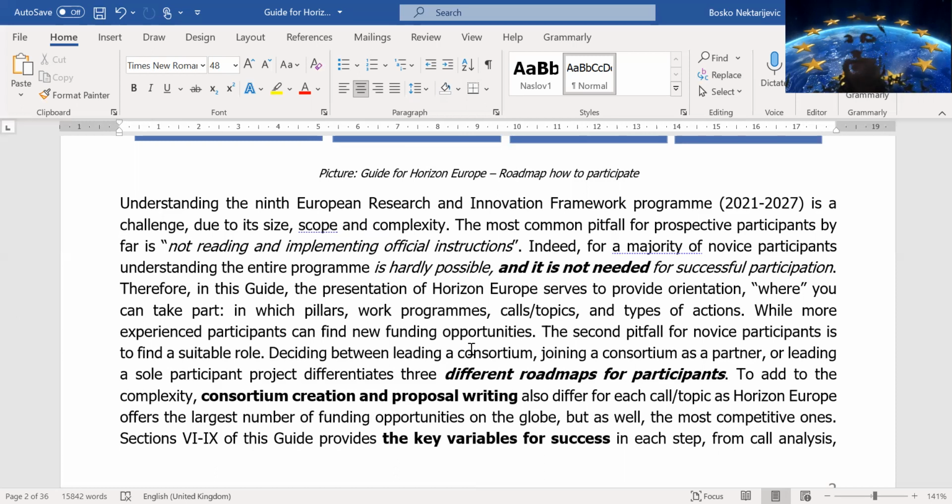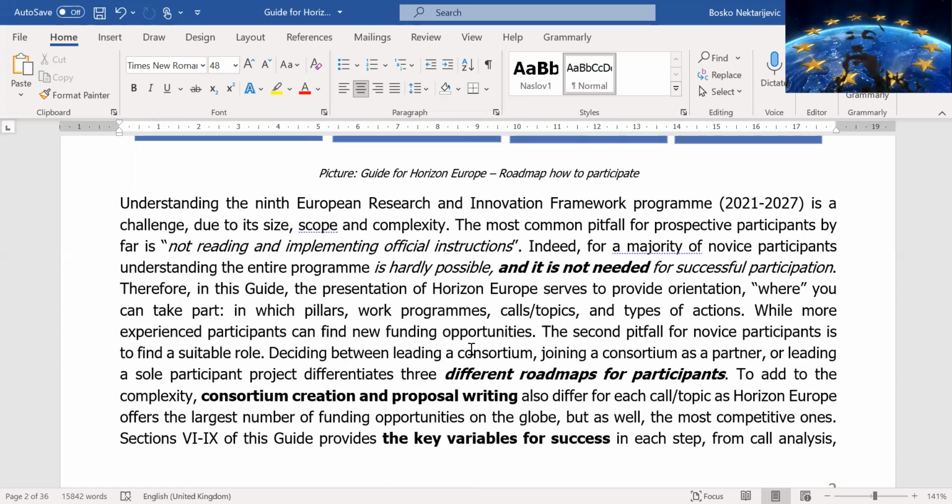Therefore, the guide will serve to provide, firstly, an orientation on where you can take part, in which pillars, work programs, call topics, and types of actions. Of course, for those who have more experience, you will have an opportunity to find new funding opportunities. The second pitfall for non-Norwegian participants is to find a suitable role.